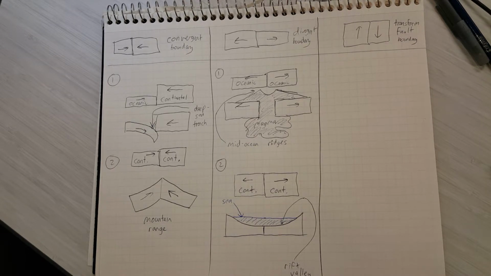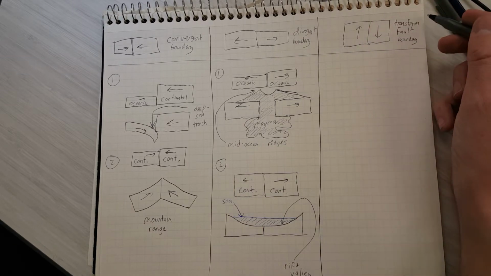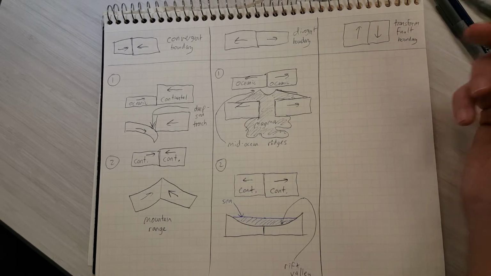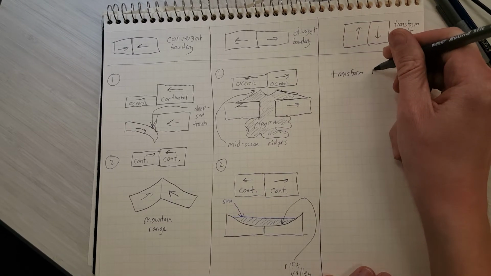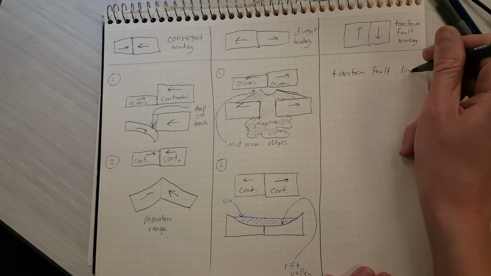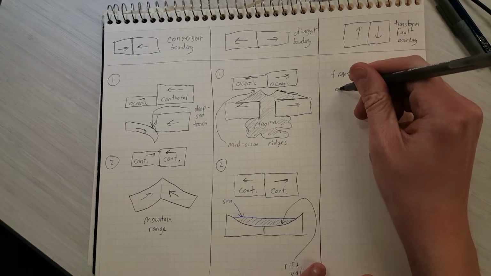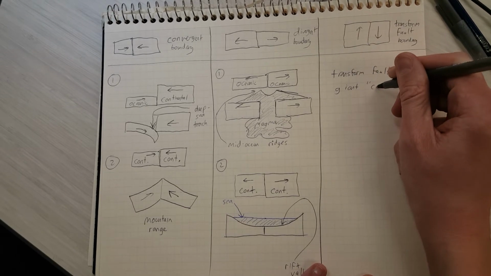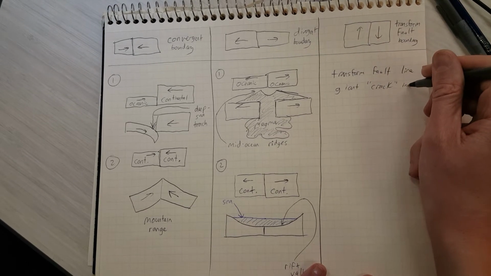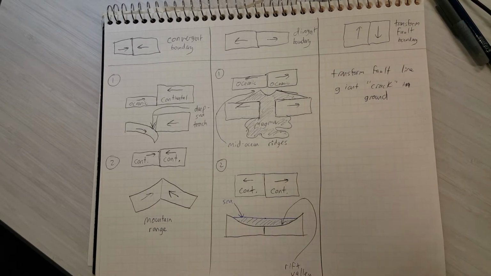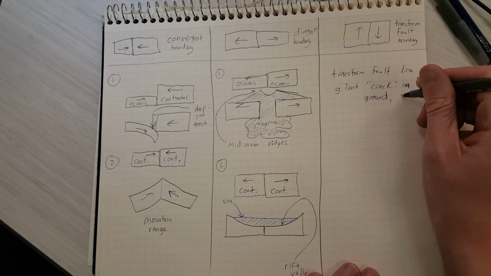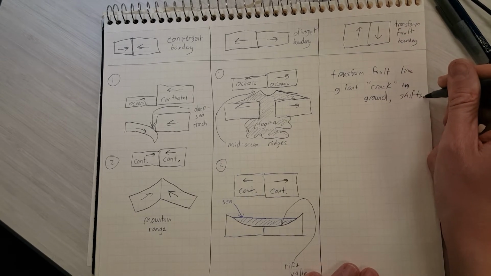As for the transform fault boundaries, we didn't get too far into those today, but these are going to be side-to-side motion. Namely, what we're going to see is what we call a transform fault line, which is just going to look like a giant crack in the ground. And we're going to see some shifting over of land features.